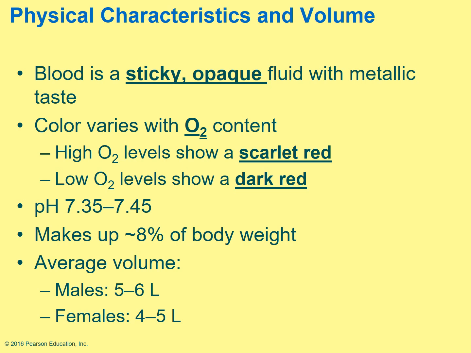Because it's traveling through the veins, you might say, well, my veins look more bluish purple. Part of it has to do with the layers of the walls of the blood vessels, but it's actually a darker red. The pH, as I mentioned earlier, is going to be very closely regulated. It is going to be in the range of 7.35 to 7.45. Overall, how much of your weight is blood? About 8%. In terms of the volume, males about 5 to 6 liters, females a little bit less, 4 to 5 liters.